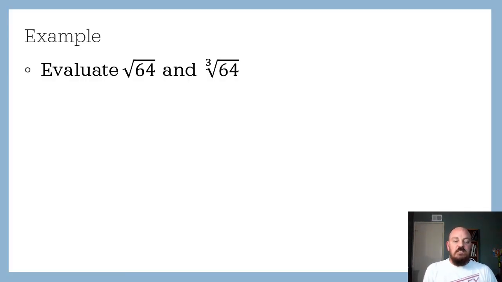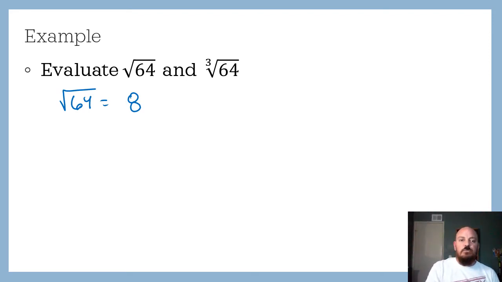So for our example today, what I want to do is evaluate the square root of 64 and the cube root of 64, because they look very similar, but they have different answers. So let's start with the square root of 64. The square root of 64, and that's a perfect square. 64 is 8 times 8. So the square root of 64 equals 8.